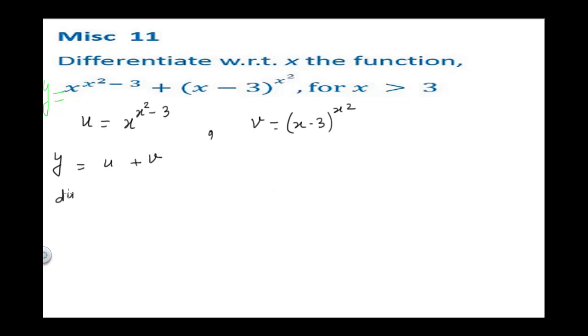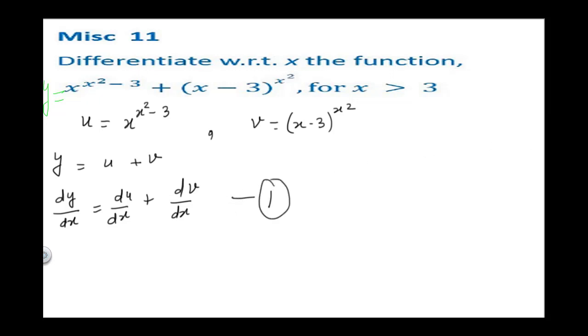When we differentiate both the sides with respect to x, we get dy by dx equals d by dx of u plus d by dx of v. So we will now separately differentiate u and v with respect to x. Let us first differentiate u and then we will place the values in this expression. Let us equate it as equation 1.